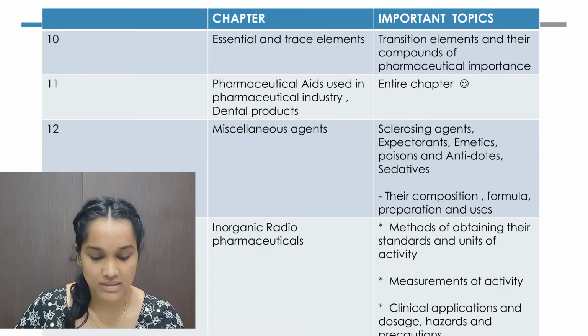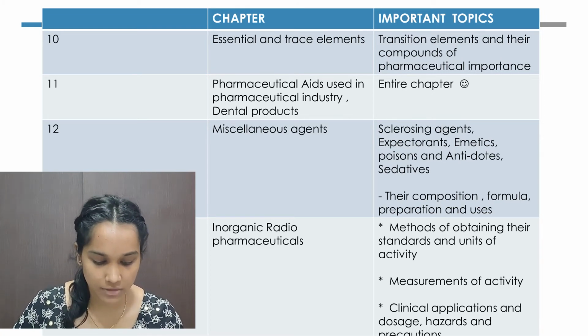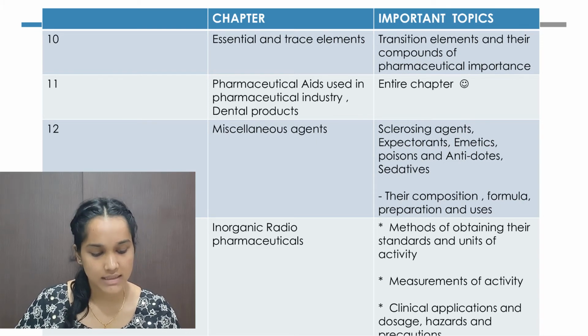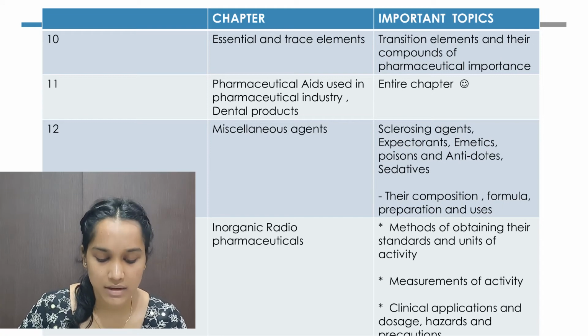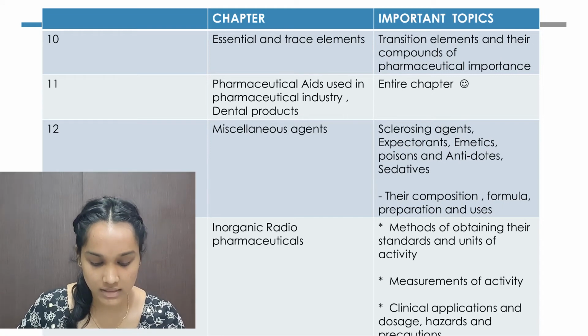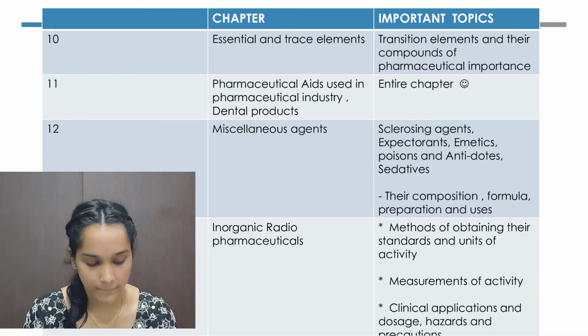Then miscellaneous agents are important. In that we have sclerosing agent, expectorant, emetics, poisons, antidotes and sedatives. So antidotes, poisons, emetics, expectorant, sclerosing agent, sedatives. All these are important. किसी में भी short note पूछ लेता है.